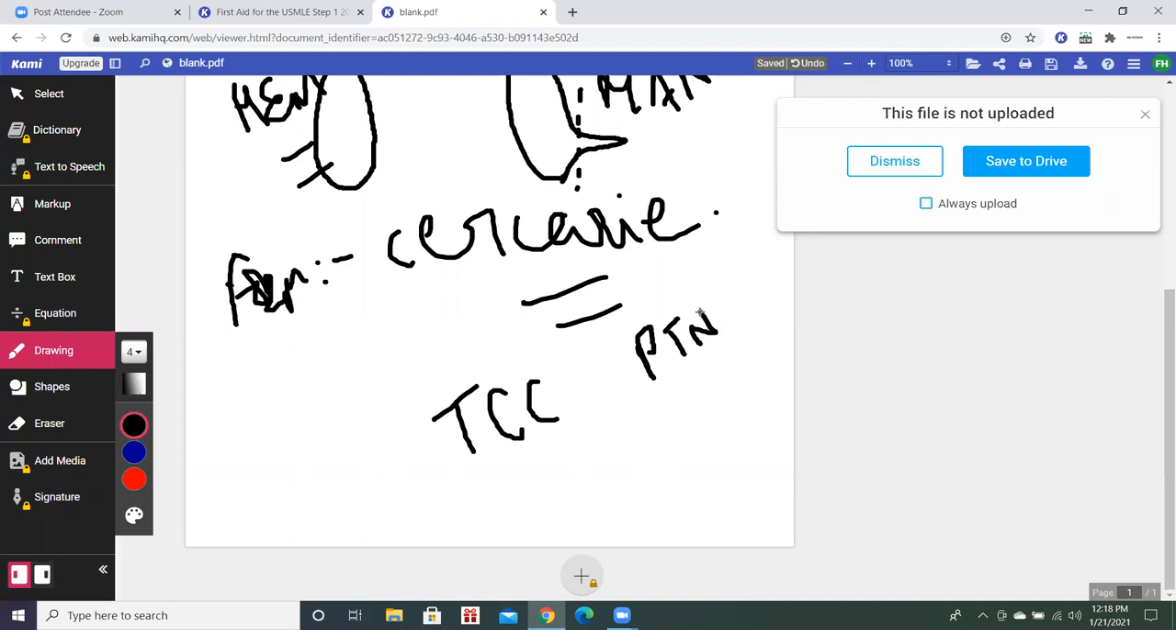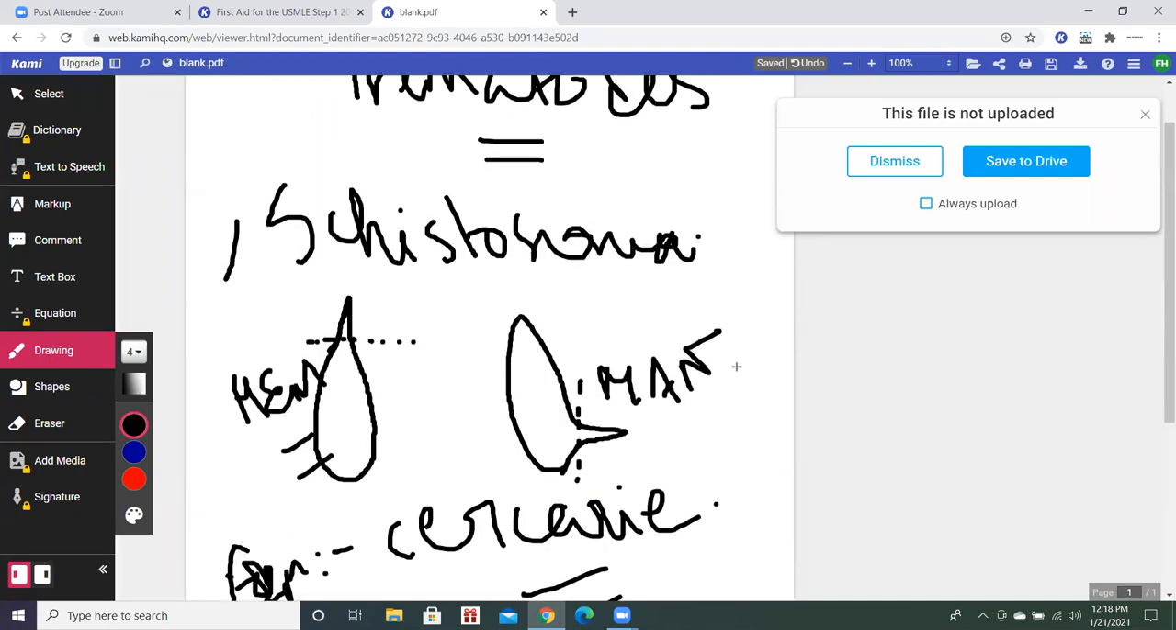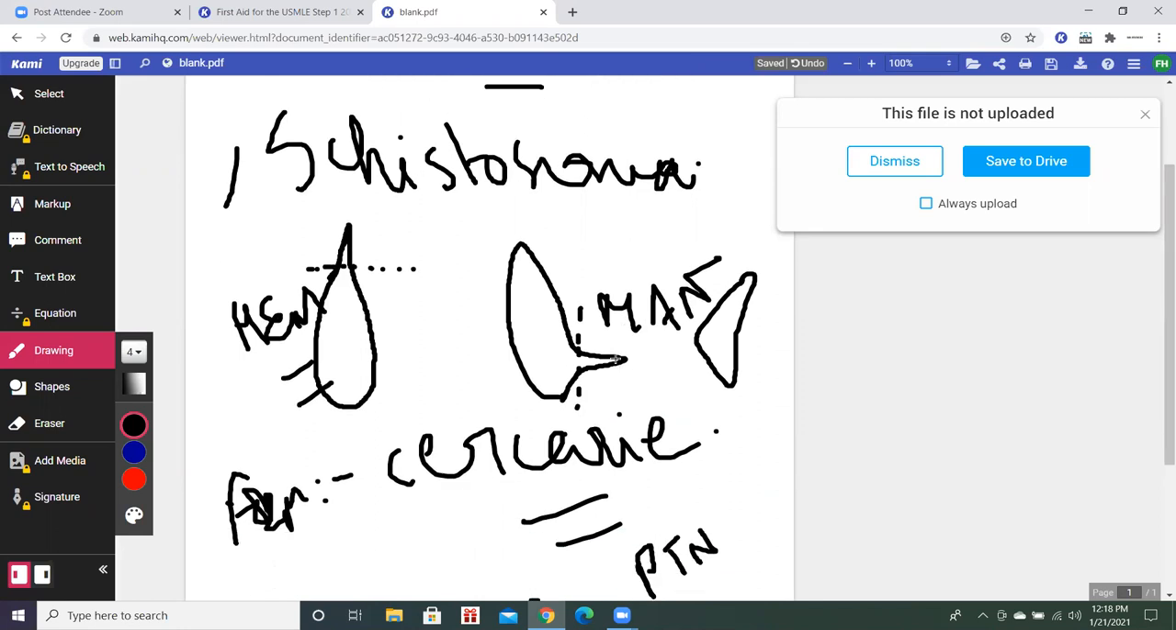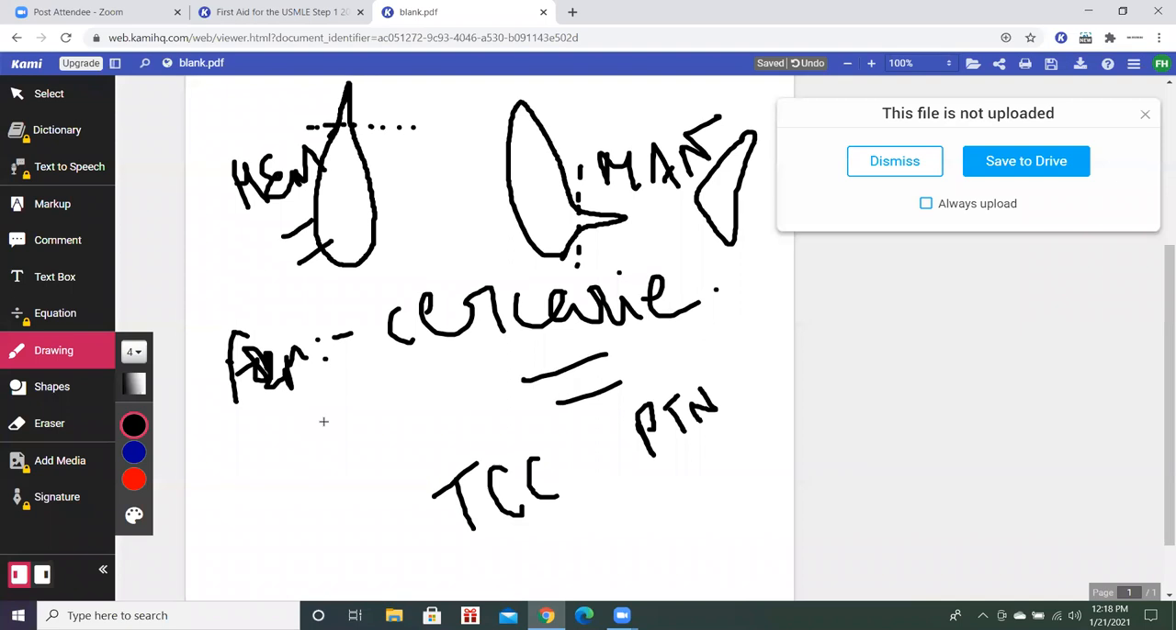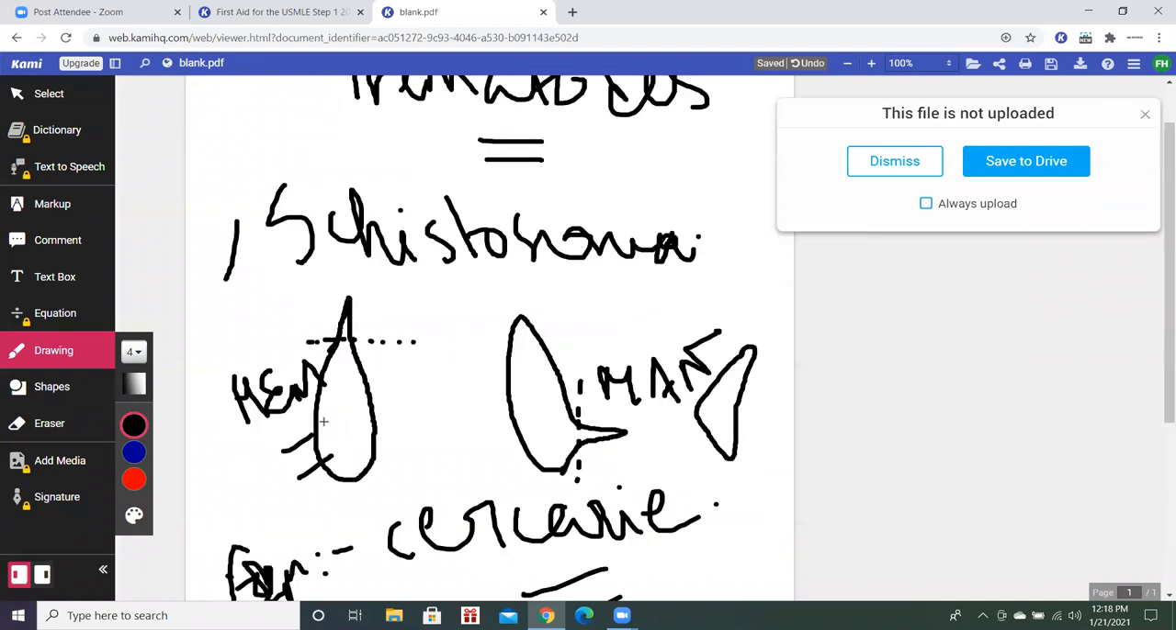Okay, next one. Another one is Schistosoma mansoni. Schistosoma mansoni will go to the liver and they can cause portal hypertension and hepatic fibrosis. That's all you need to know from over here. The treatment for schistosoma is praziquantel, the same that you prescribe for cestodes.